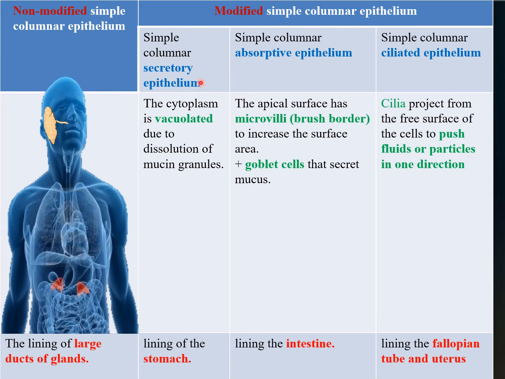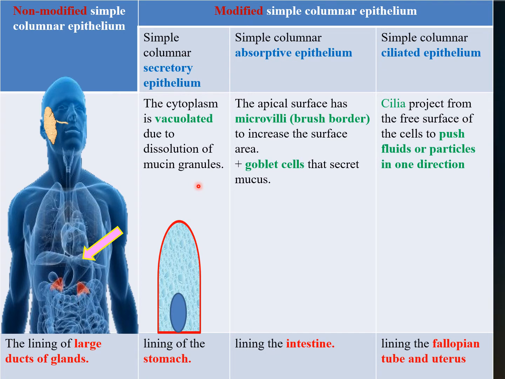For the secretory epithelium or simple columnar secretory epithelium, the cytoplasm is vacuolated. It has many vacuoles due to dissolved mucin granules. This is a vacuolated cytoplasm due to dissolved mucin granules. It is present in the stomach.